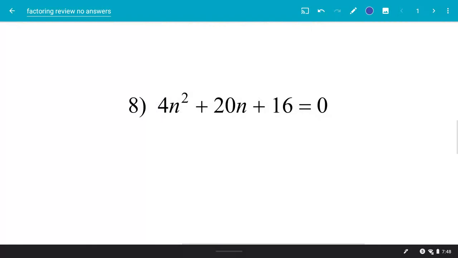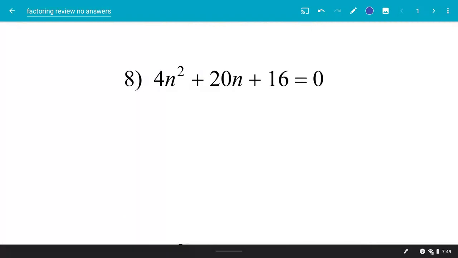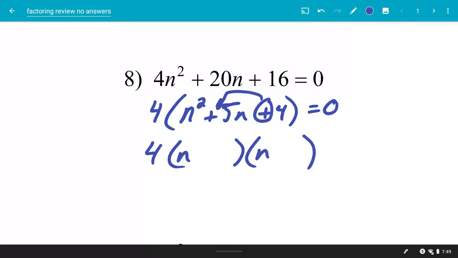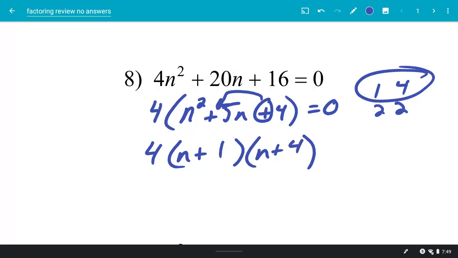Number 8, is there a GCF? Yes, I can pull out a 4. So I'm left with n squared plus 5n plus 4 equals 0. On the inside, there's no leading coefficient. So n, n, signs the same, both positive. 1 and 4, 2 and 2. Which comes together to get me 5? 1 and 4.